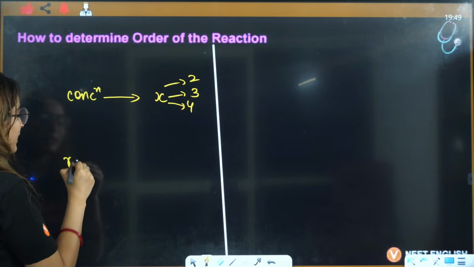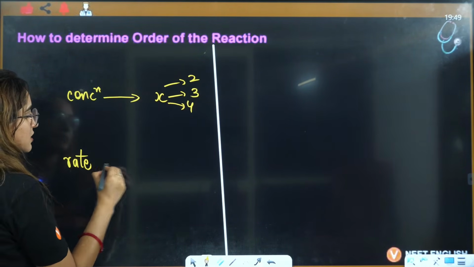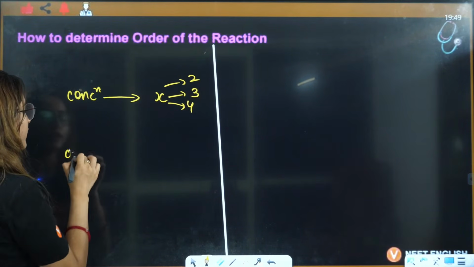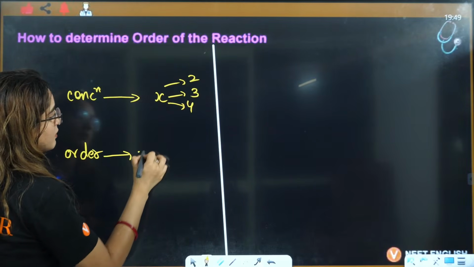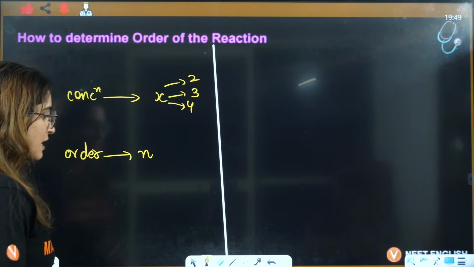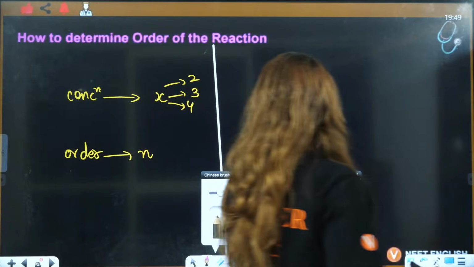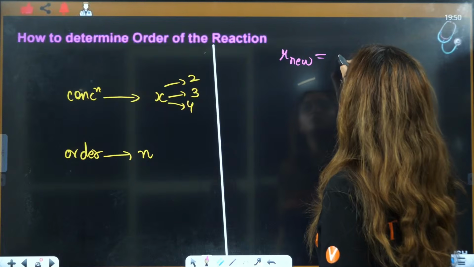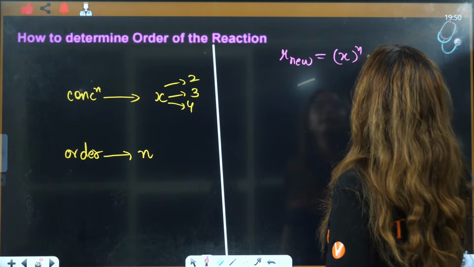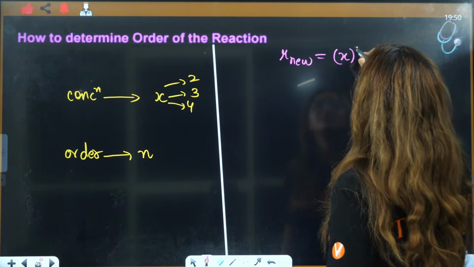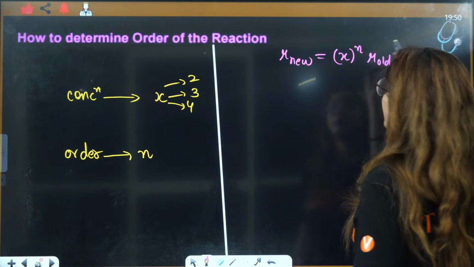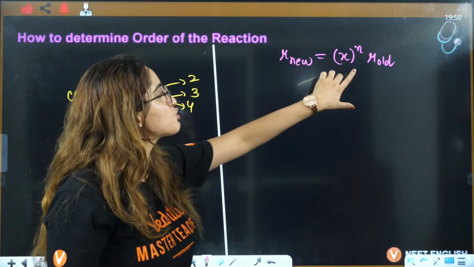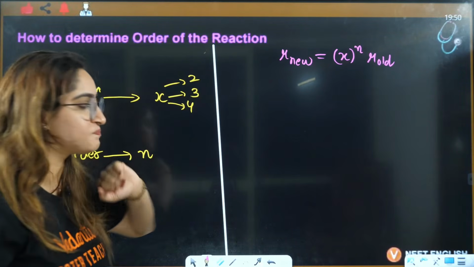Now, how many times the rate is increased? First thing is order of the reaction in the formula will be N. Now see this. I am writing that R new is equal to X raised to power N times R old. Just remember this. This will simplify your questions to a next level. R new is equal to X times R old.